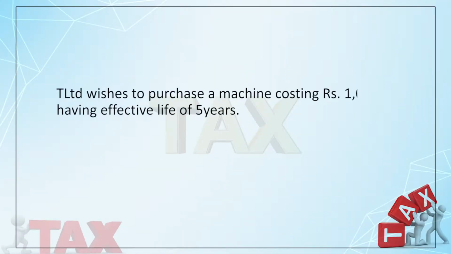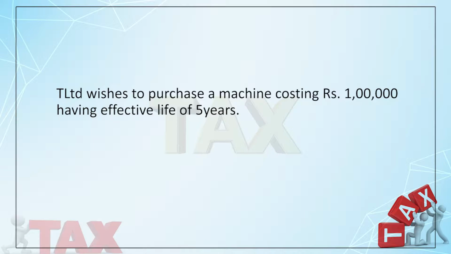And if you remember the theory, once again it is the same, that is wherever my present value of the cash outflow is the lowest, I shall take that one. So, now first you try to grab the basic essence of the problem. T Limited wishes to purchase a machine for 1 lakh, right? The cost of the machine is 1 lakh and its effective life is 5 years.